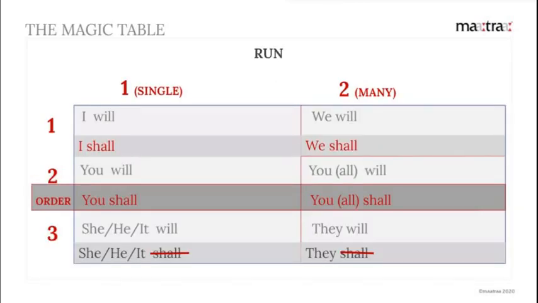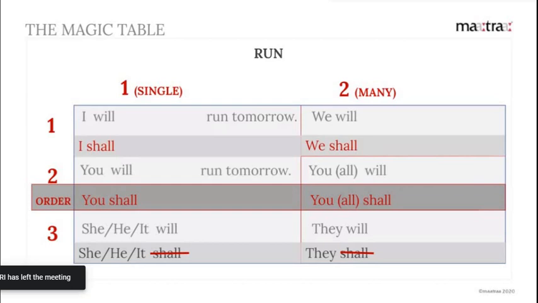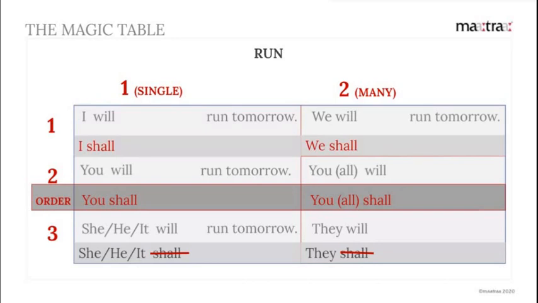Let's take the action word run and fill the table. Say the word aloud as we go along the table. I will run tomorrow. You will run tomorrow. Devashish will run tomorrow. We will run tomorrow. We all will run tomorrow. They will run tomorrow.